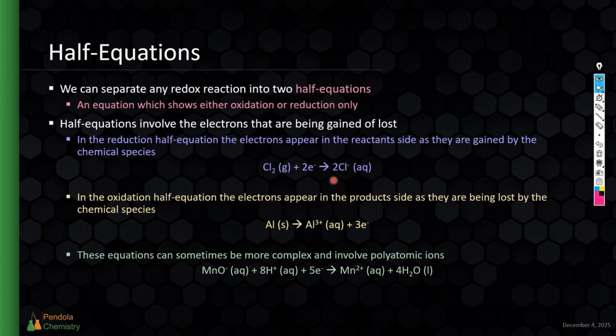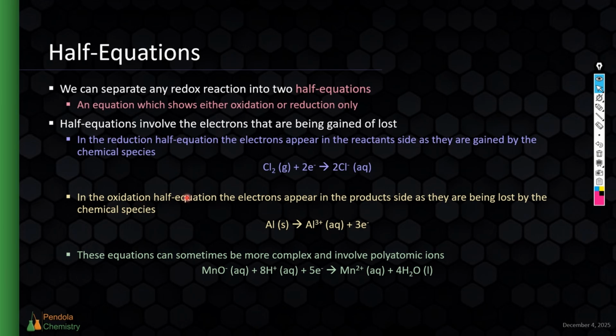For example, this equation right here is an equation that shows the reduction of chlorine. Cl2 gas can gain electrons in order to create two chloride ions, 2Cl- ions. This process is reduction because the chlorine is gaining these electrons. Now, this process does not ever happen by itself because these electrons need to come from somewhere. So paired up with these reactions, there will be an oxidation half equation or an oxidation reaction.